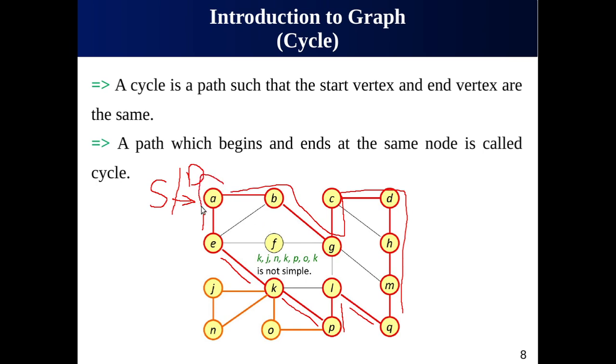We have started from a node and we have ended on the same node. This is a cycle, but a simple cycle, because you can see in the path we do not visit any node twice, more than once, repeatedly. Every node was visited exactly once. So this is an example of a simple cycle.